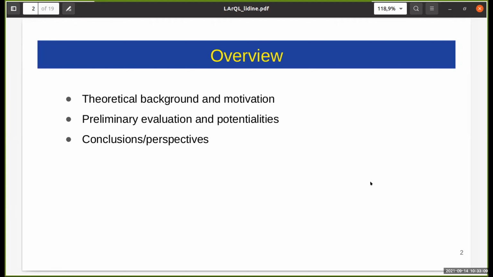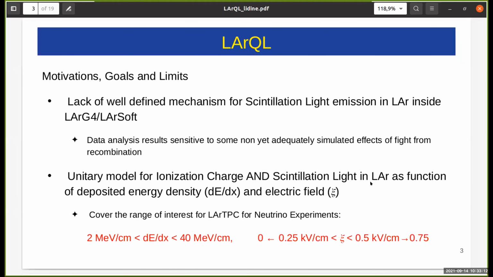As already mentioned, this is motivated by the need for a model with certain features for liquid argon scintillation description to be used in simulations. We also aim to have a single model for ionization charge and light as a function of the dE/dx and applied electric field. So below you see the range of interest for these quantities for these experiments. And in fact, we would like to broaden the electric field range a little bit, especially towards lower values for fields, but upper values are also welcome.